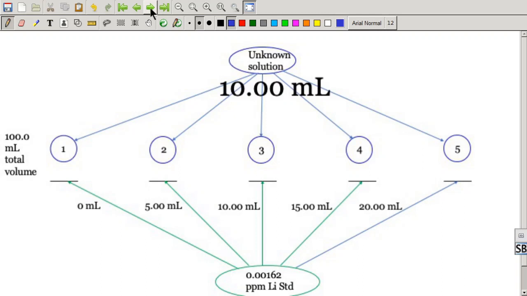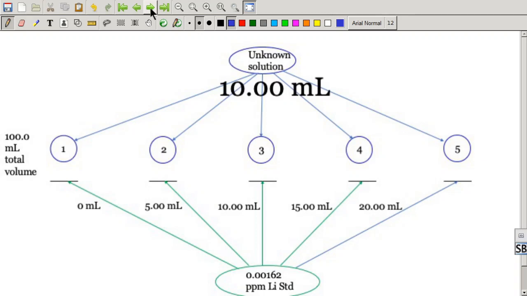But we're also spiking some of those samples with this 0.00162 part per million lithium sample. The thing you want to think about too is we're not doing all of them. And we're also diluting these things. So we put 10 milliliters of the unknown in. We also put a certain quantity of the lithium in there. Whatever instrument response we're going to get is for this 100 milliliter solution. So we're going to have to work back from that to get the concentration of lithium in the unknown.